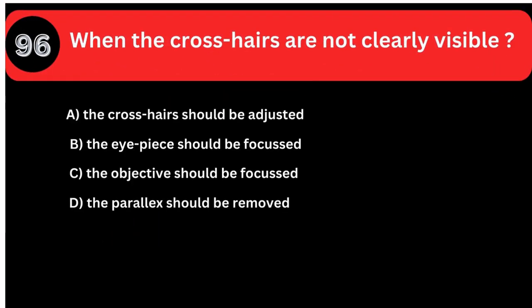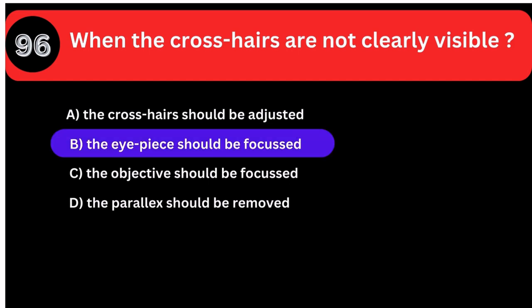When the crosshairs are not clearly visible. Options: A. The crosshairs should be adjusted. B. The eyepiece should be focused. C. The objective should be focused. D. The parallax should be removed. Answer: B. The eyepiece should be focused.